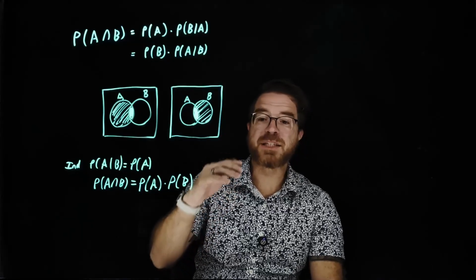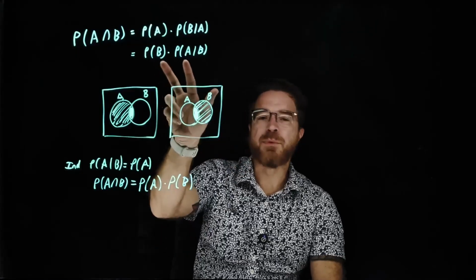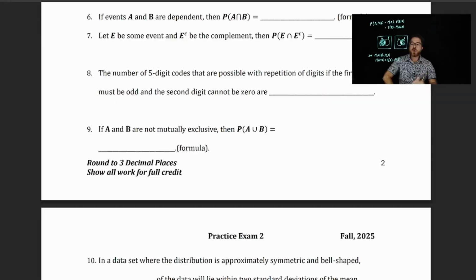Now this question did ask saying that they're dependent, meaning it would be one of these two answers for the formula. Question 7 says, let E be some event and E complement be the complement. Then the probability of E and not E is equal to what?